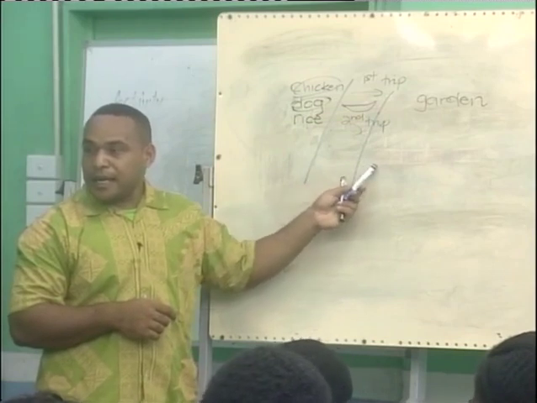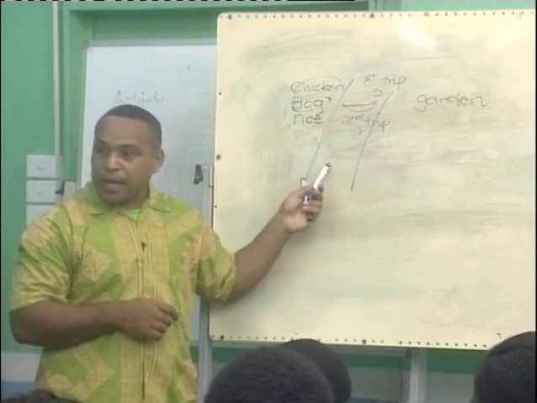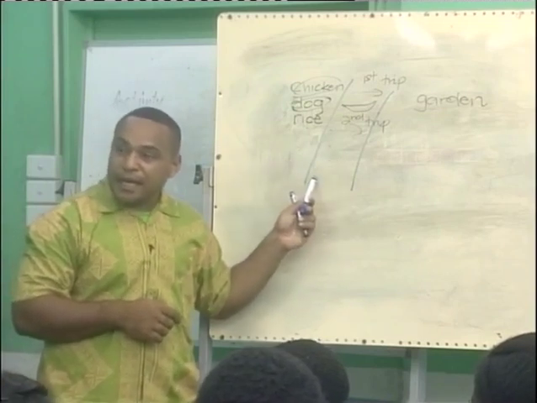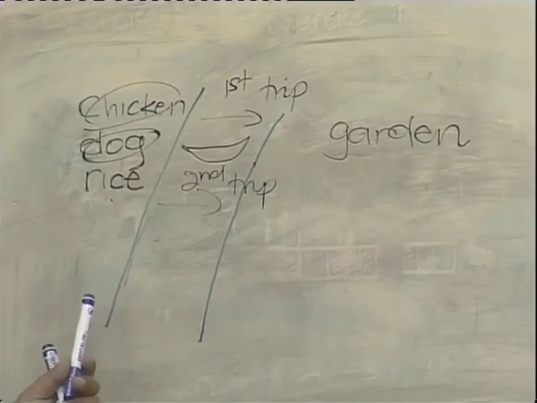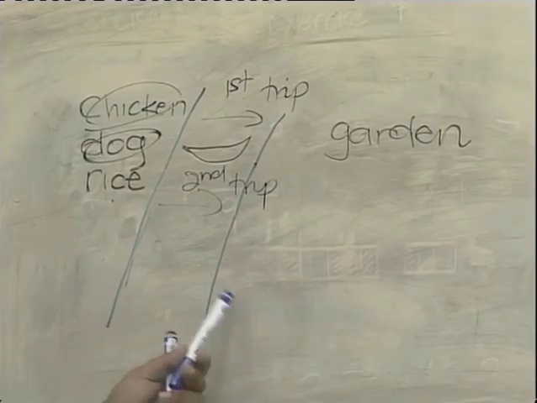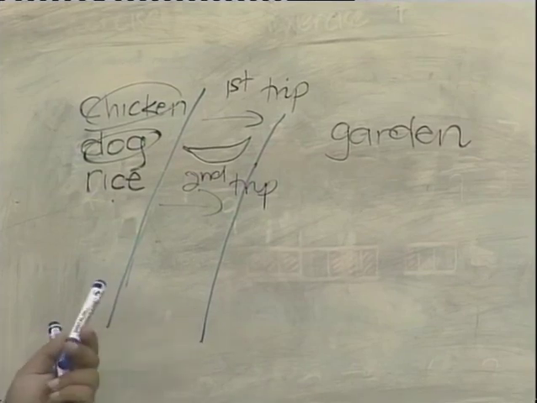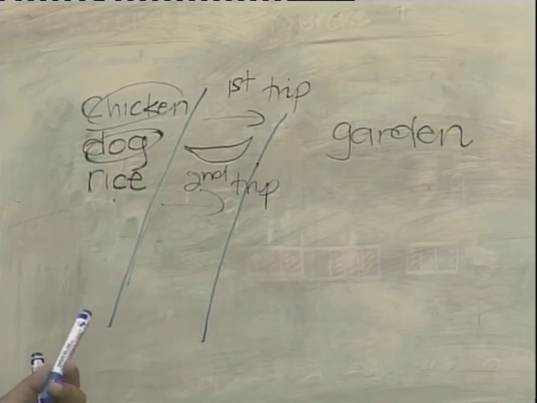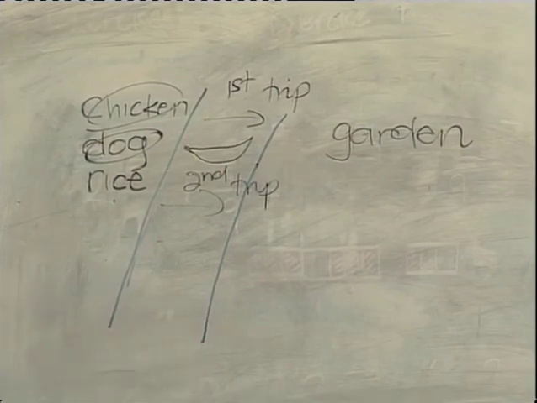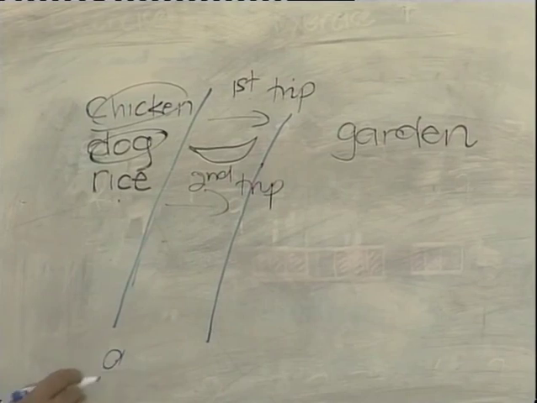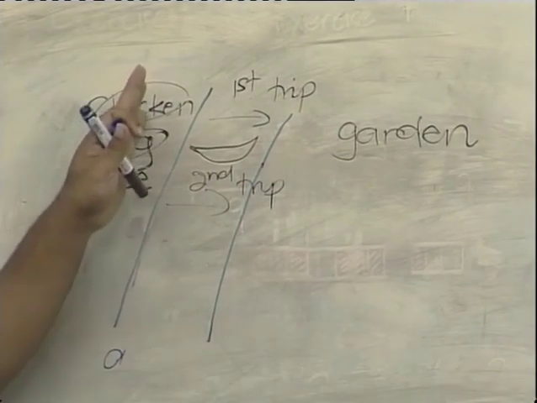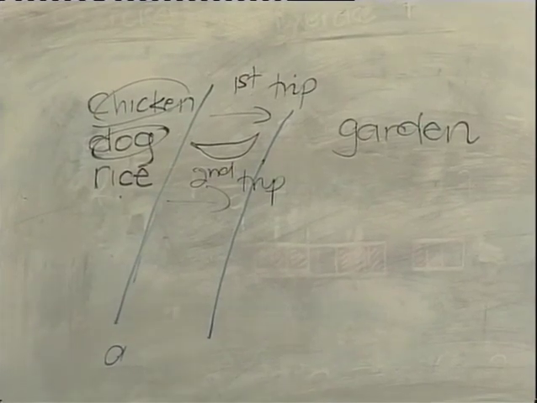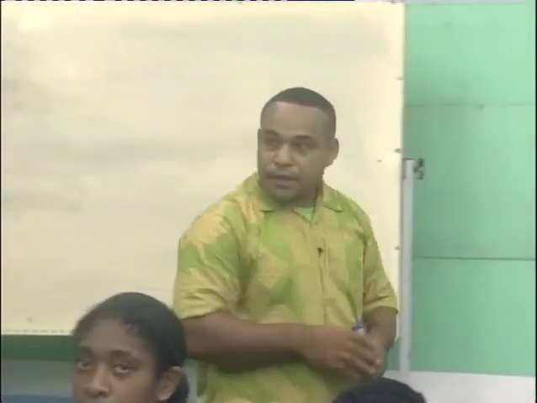He will take the chicken back to the other side of the river. Okay? And then he will get the rice and take it to the other side of the river, to the garden. And then he will come back and take the chicken to the garden. So now all of the things are safe. Okay, the chicken, the dog, and the rice. Okay, let's move on. Is that okay?